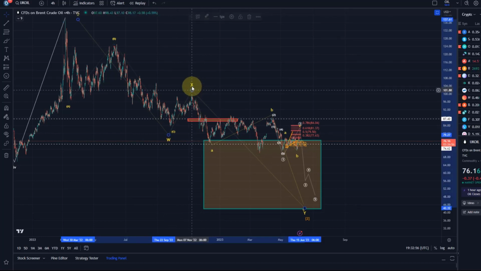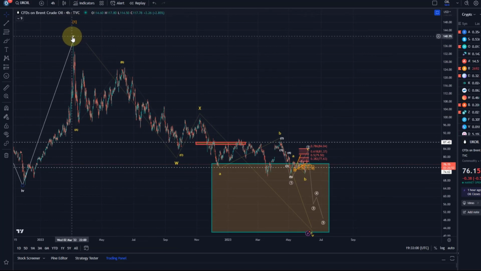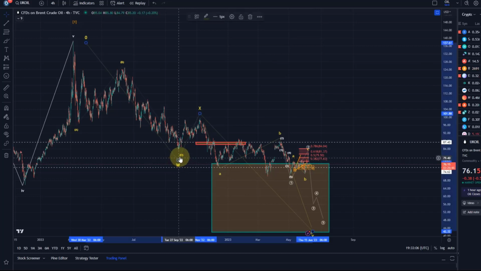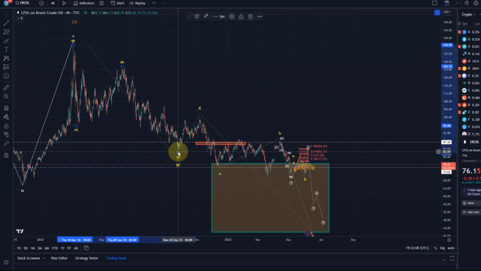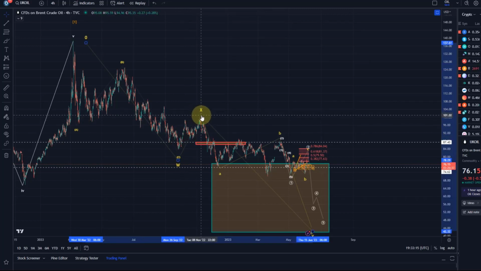So I've often enough talked about the move down here that started at this high in March 22. We talked about that as an ABC structure, which completed a wave W, so the first wave of a more complex correction. We then had an A, B, C structure here in the X wave. By the way, this is Brent crude oil here at the moment. We can also take a look at WTI later.